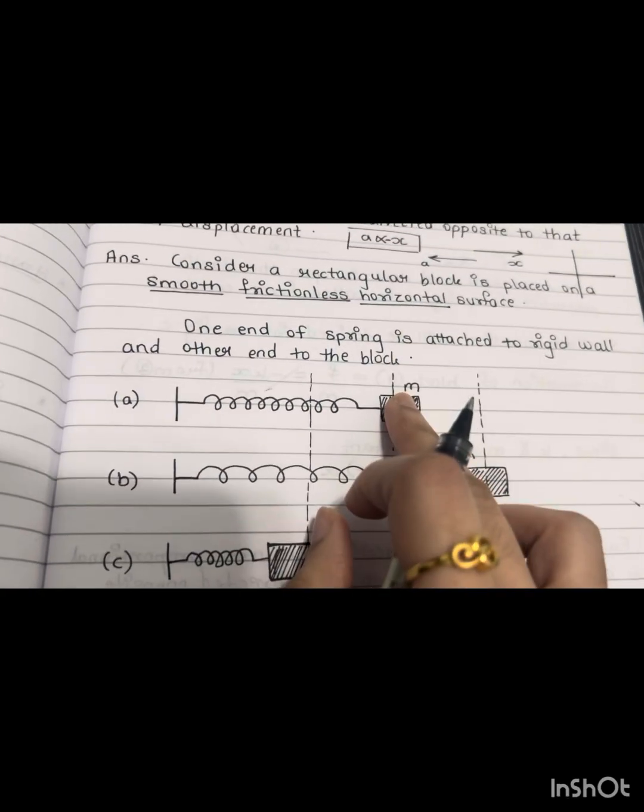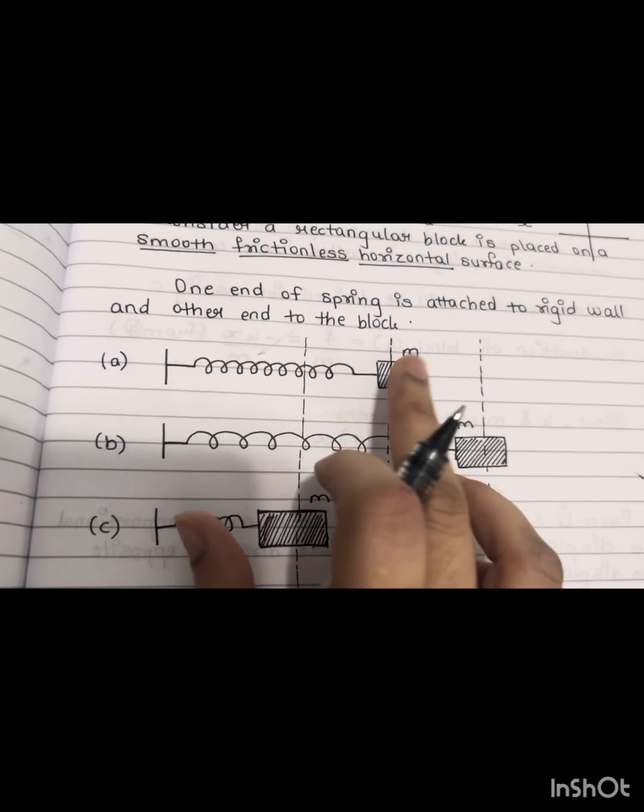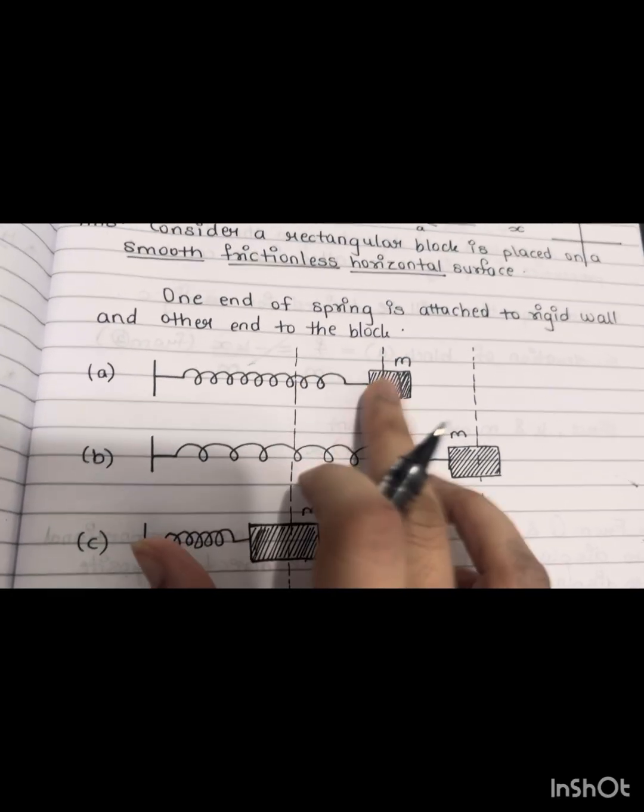Now who is exerting force on the block? The spring, of course, because the block is attached to the spring. Can you see any other thing which is attached with the block? No, it is only the spring, right? So no force is exerted by the spring on the block because the block is at mean position. So here we have discussed figure A.